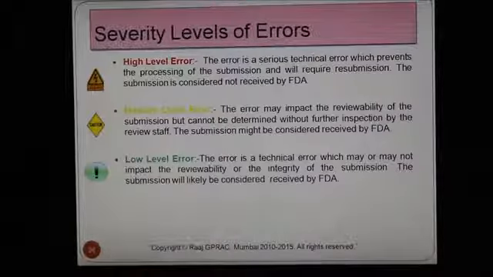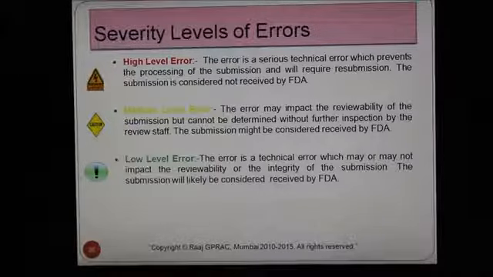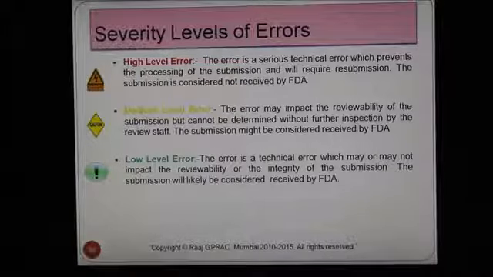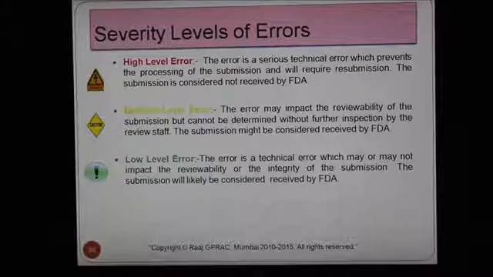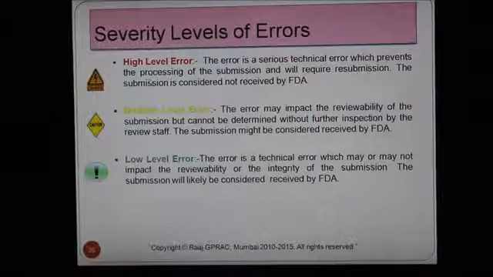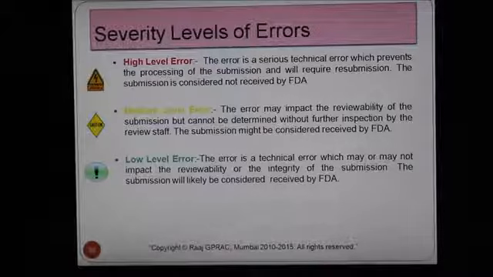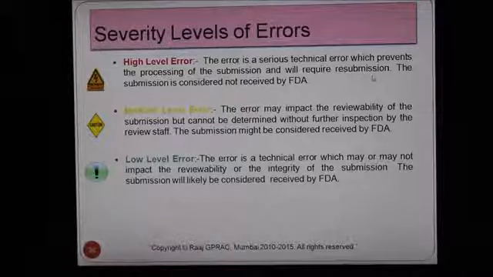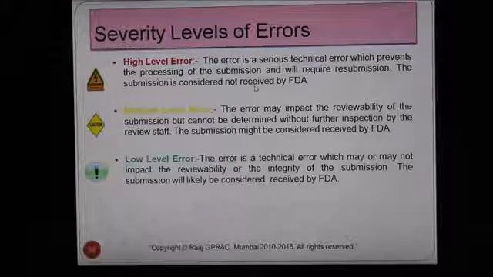Then there are three levels of errors found in validation. One is high level error, second is medium level error and third is low level error. High means it's red color. The error is a serious technical error which prevents the processing of the submission and will require resubmission. The submission is considered not received by the FDA.